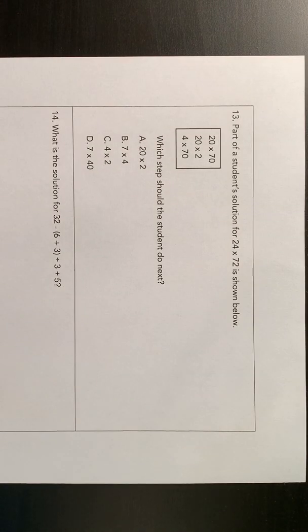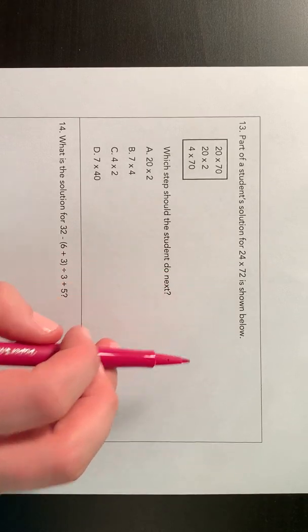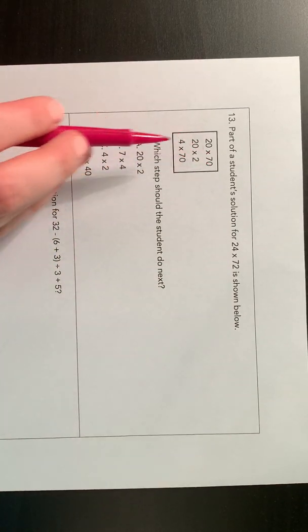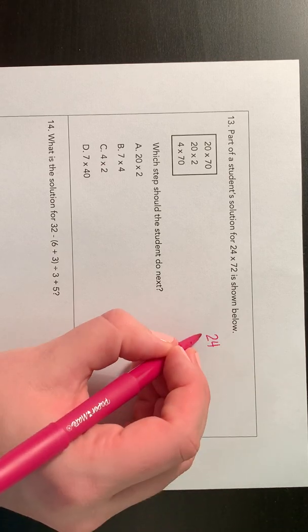All right, so number 13, this again is just like the one we did before with Sam, where all you have to do is really set up the problem as if you were doing partial products and then figure out which step that the student has not done yet. So 24 times 72.